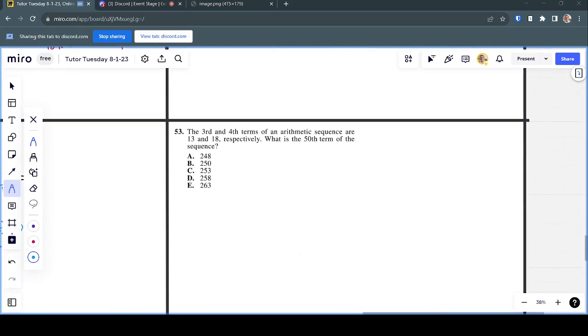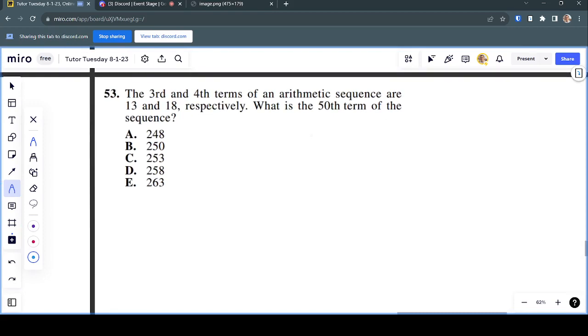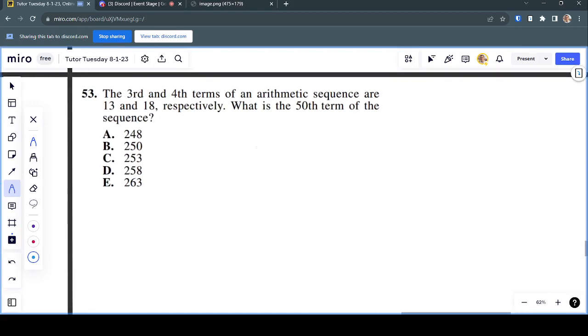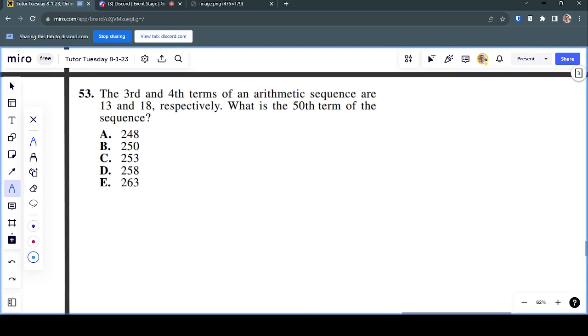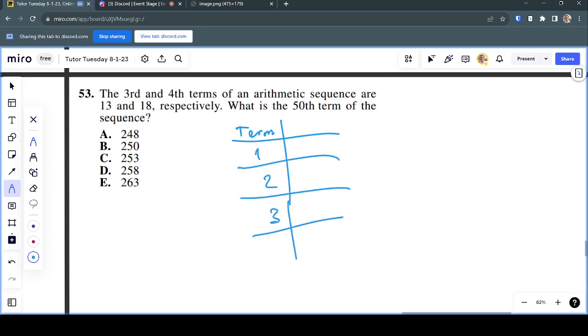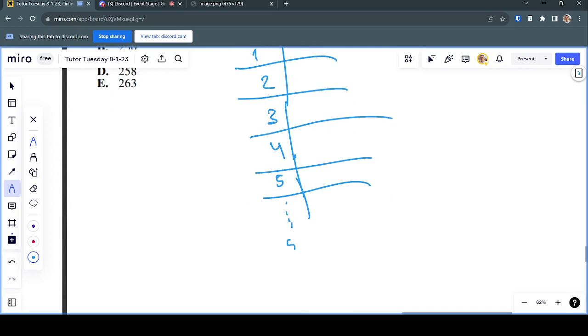And there's one more ACT problem right here. The third and fourth terms of an arithmetic sequence are 13 and 18 respectively. What is the 50th term of the sequence? Okay, so if I make a table here, it'd be easy to see. If we have term number 1, 2, 3, 4, 5, and so on until we get to 50.